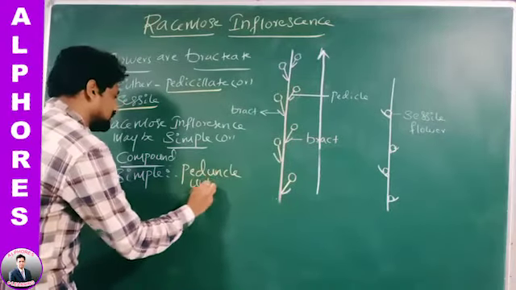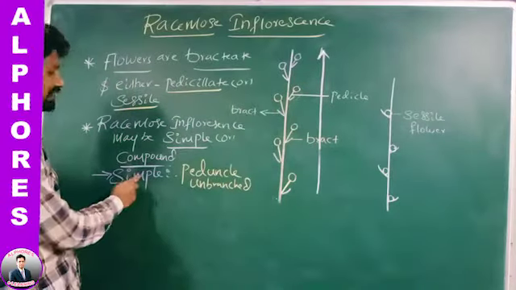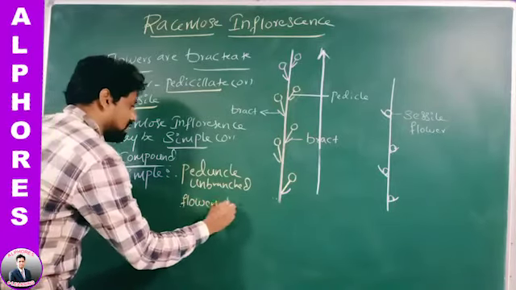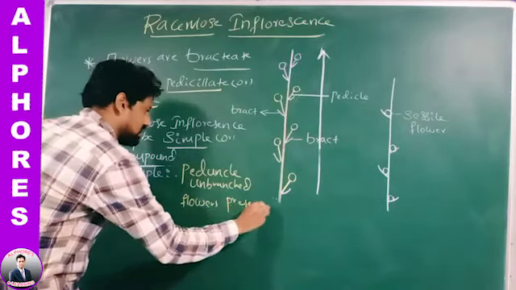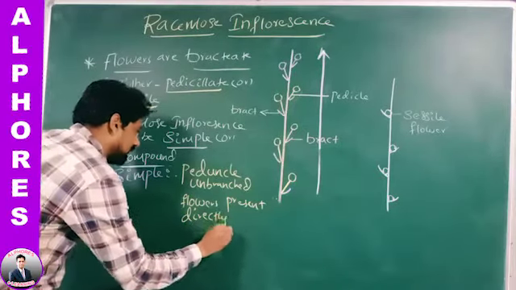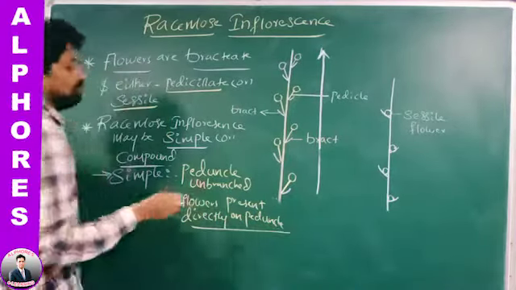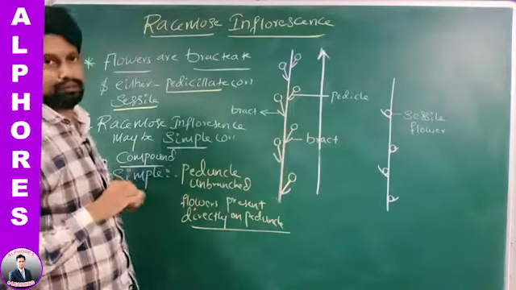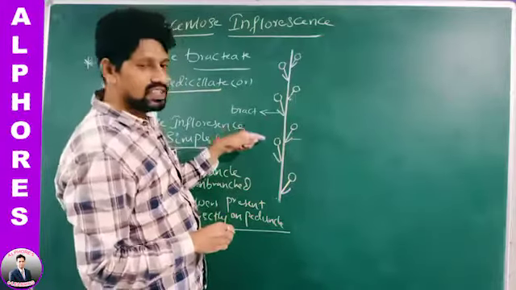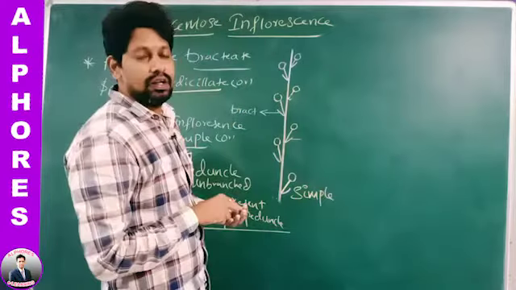The peduncle is unbranched. In the case of simple, flowers are present directly on the peduncle. Therefore, this is simple. Now go for compound.